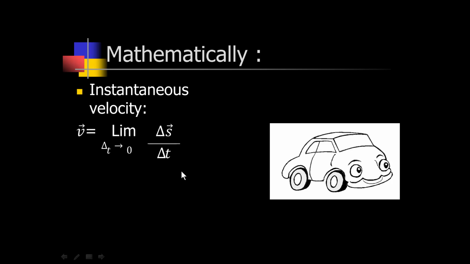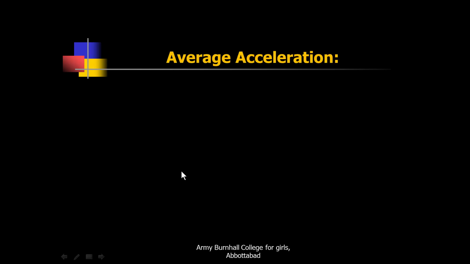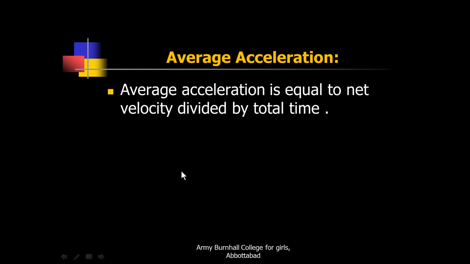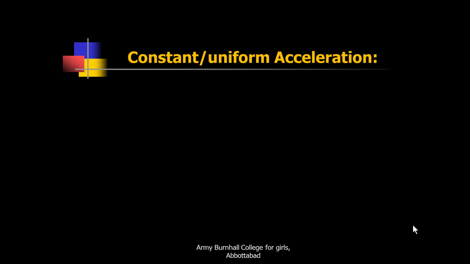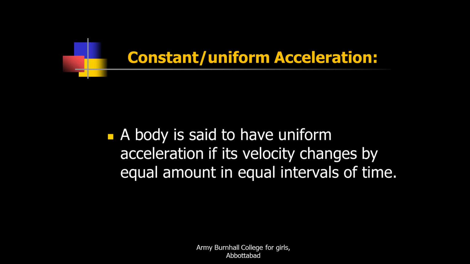And if we are talking about average acceleration, it is equal to net velocity divided by total time. Okay, this is the symbol of average acceleration. So we will take the total velocity divided by time, simply the given velocity divided by time, and that will give us the average acceleration.